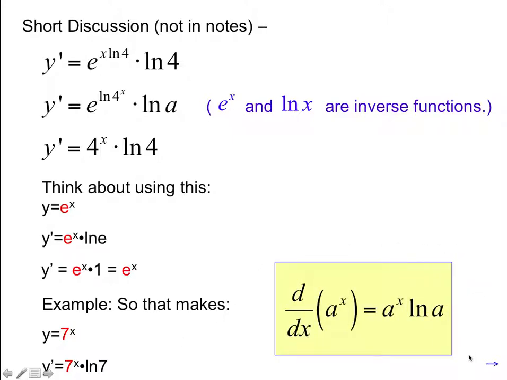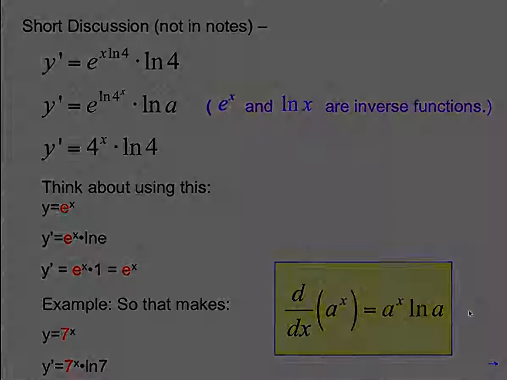So our derivative for exponentials for any base, including e, is this: taking the derivative of a base to a power, so a to the x, is itself. You notice we see the original expression in the derivative, so it's itself times the natural log of a, or the natural log of the base.